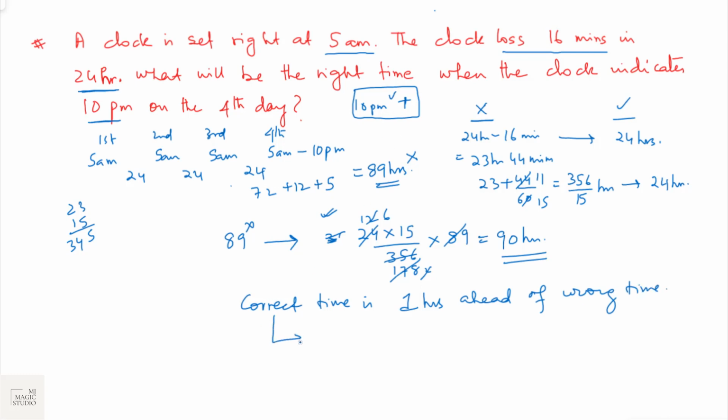The wrong clock time is 10 p.m. So the correct time is 10 plus 1, that is 11 p.m. So what is the right time? The right time is 11 p.m. when the wrong clock, or the slow clock, indicates 10 p.m. on the 4th day.